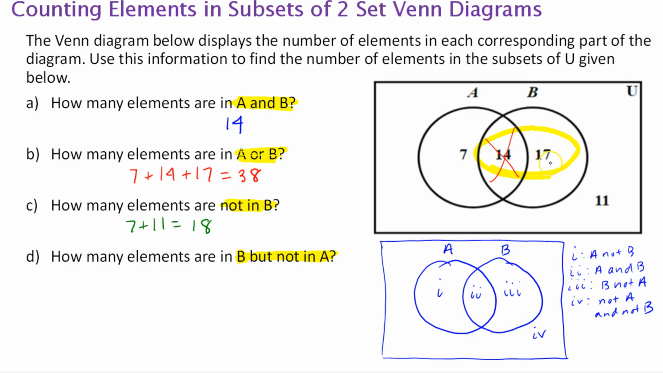Sometimes we call this only B. So only B would imply that you're also not in A. So there are 17 elements that are in B and not A.